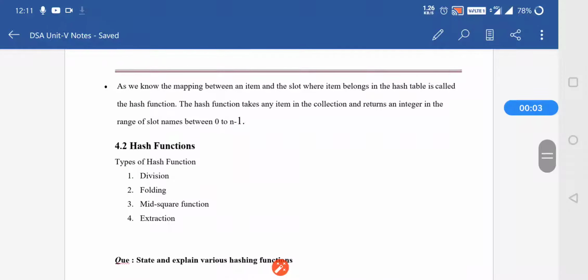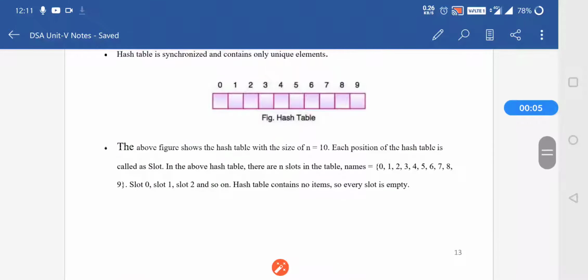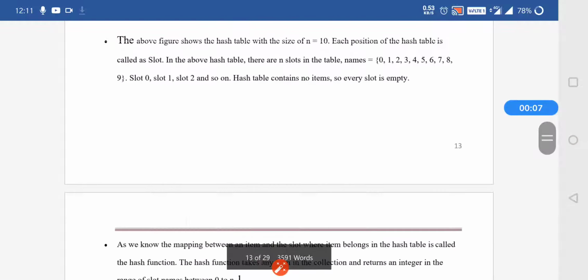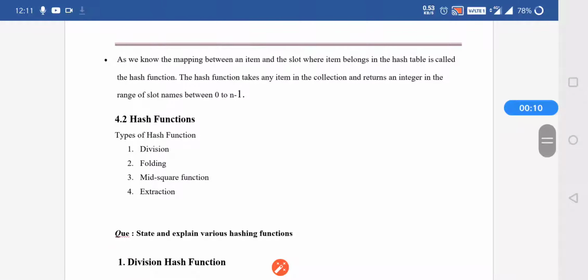So in our last lecture we have seen what is hash table, what is hash and what is hash value. So today we will see the hash functions.